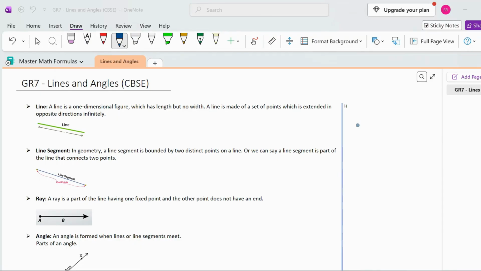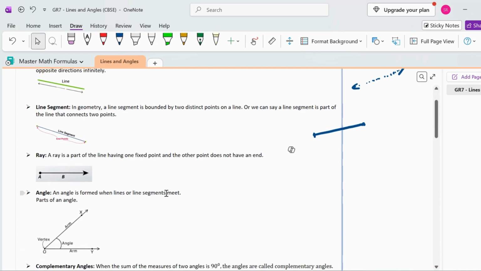Now what is a line? A line is a one-dimensional figure which has length but no width. It is made up of a set of points which is extended in opposite direction indefinitely. Now a line segment. A line segment is bounded by two distinct points on the line, or we can say a line segment is connected between two endpoints.